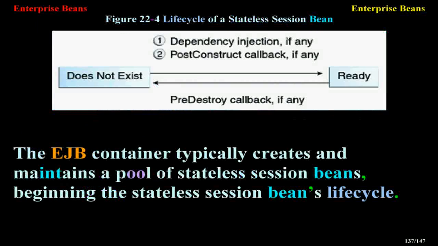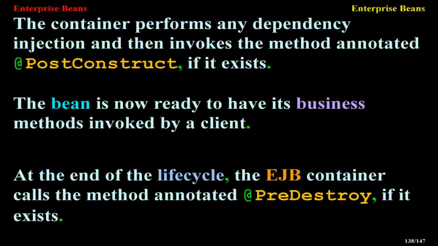The EJB container typically creates and maintains a pool of stateless session beans, beginning the stateless session bean's life cycle. The container performs any dependency injection and then invokes the method annotated PostConstruct, if it exists. The bean is now ready to have its business methods invoked by a client. At the end of the life cycle, the EJB container calls the method annotated PreDestroy, if it exists. The bean's instance is then ready for garbage collection.